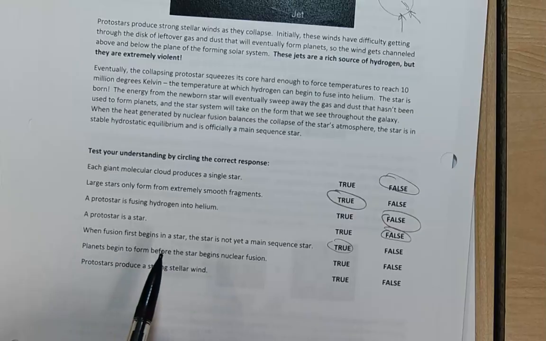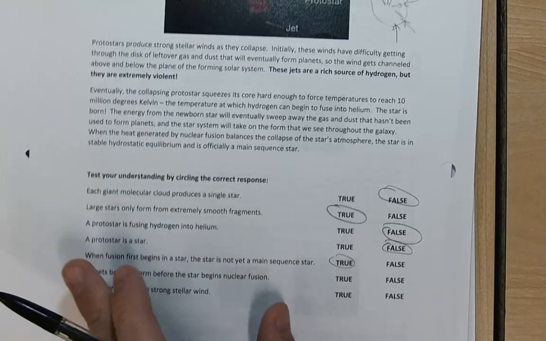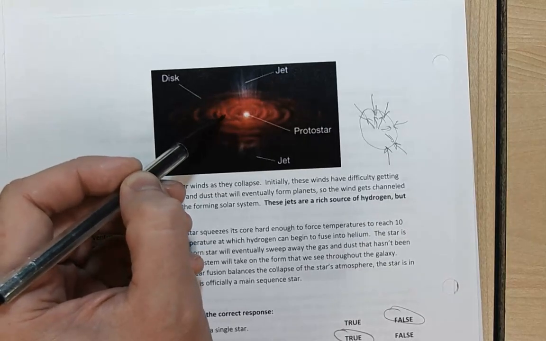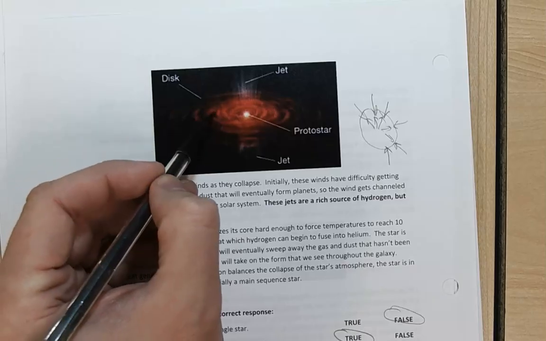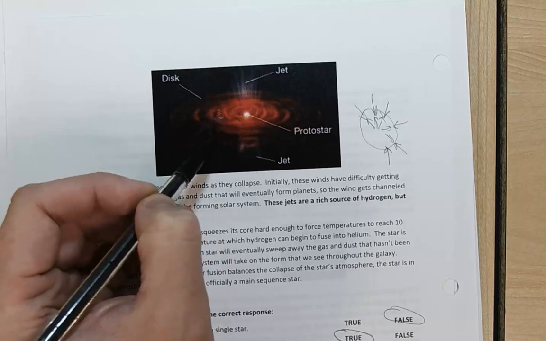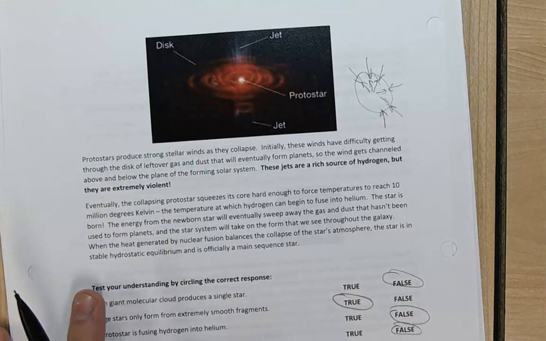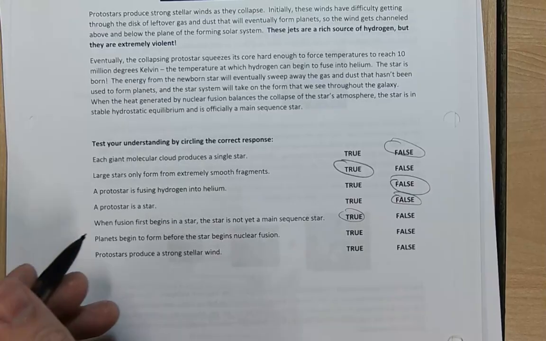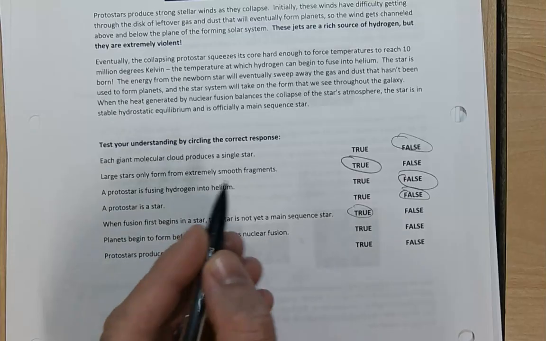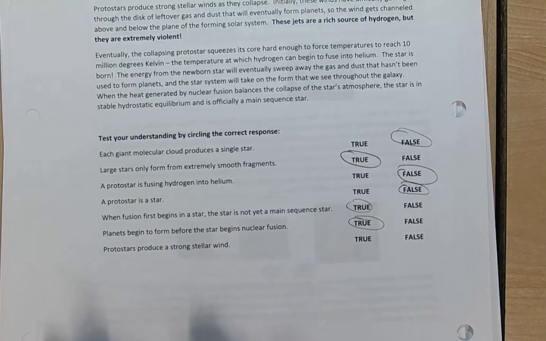Planets begin to form when the star begins nuclear fusion. No, not quite. You can start forming protoplanets, planetesimals and protoplanets. You can start forming chunks of rock and ice in this disk. You can start forming what will eventually become planets while the star is still a protostar, before the fusion has started. So the process of starting planets begins before the fusion starts. Yes, that's true. The process of starting planets starts while the star is still in the protostar phase.